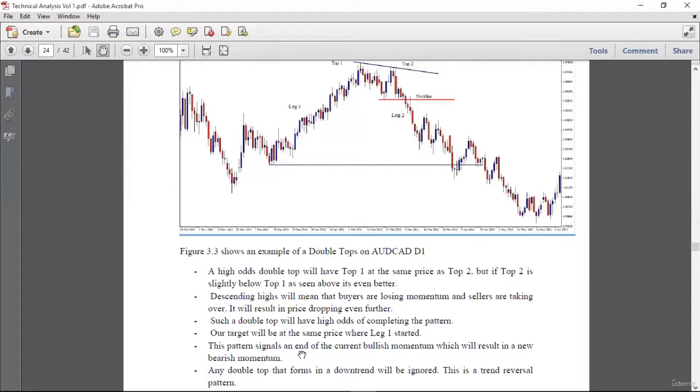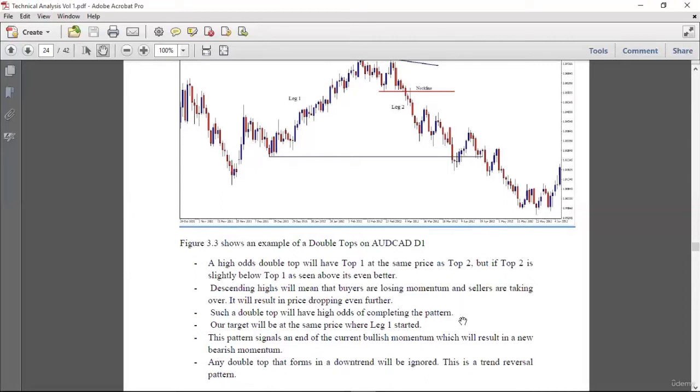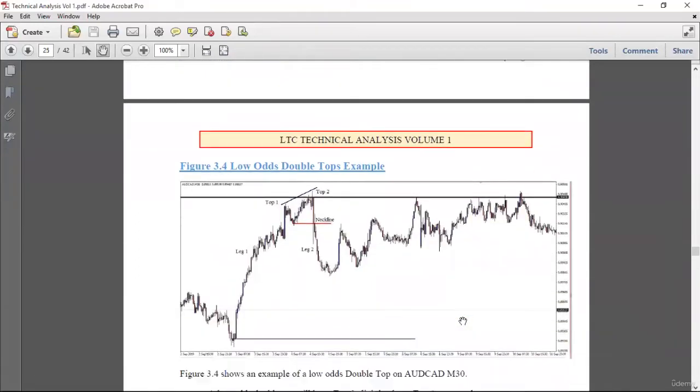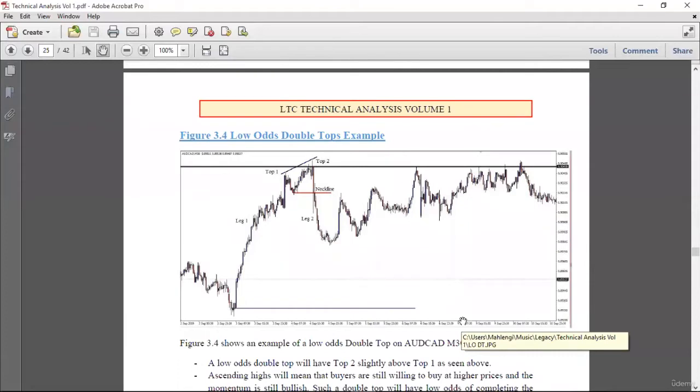This pattern signals an end of the current bullish momentum, which will result in a new bearish momentum. So it signals that that bullish momentum is coming to an end. We might have a new bearish momentum. Any double top that forms in a downtrend will be ignored. This is a trend reversal pattern. So yes, this will be an example of a low odds double top.